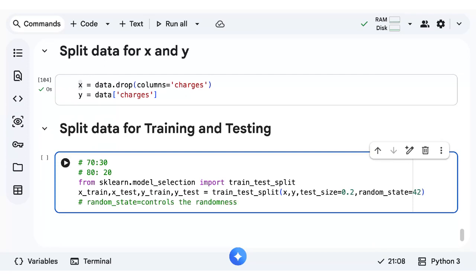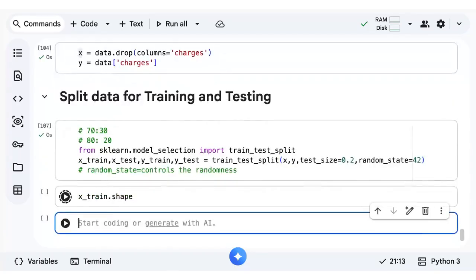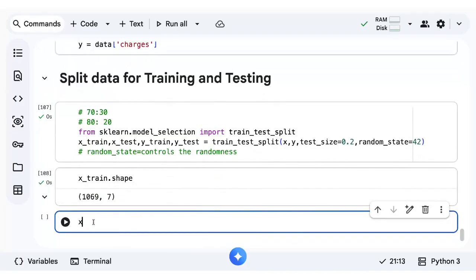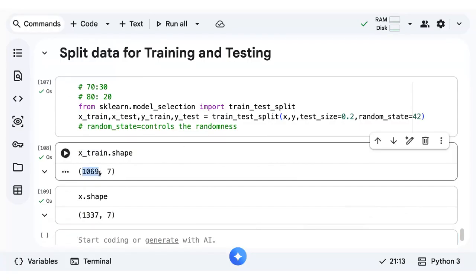Okay. Well done. If you want, you can check the shape, xtrain.shape. Your actual shape was this. 80% of 1337 is this much. If you want, you can check the shape. So we'll do model building today itself. Shall I show how to build a model? Okay, sure. Yeah.